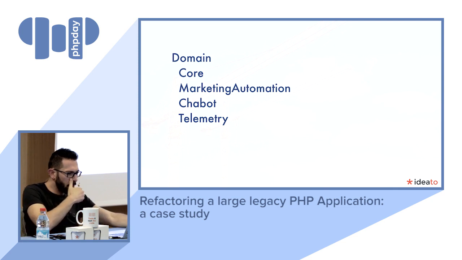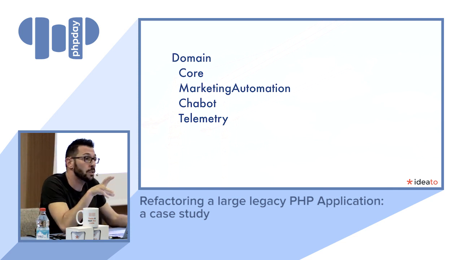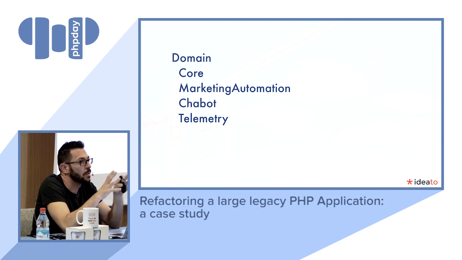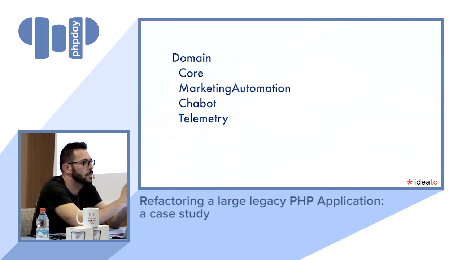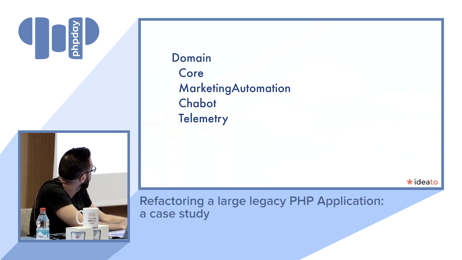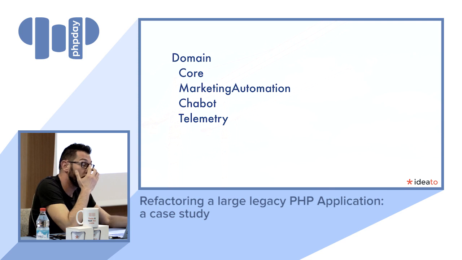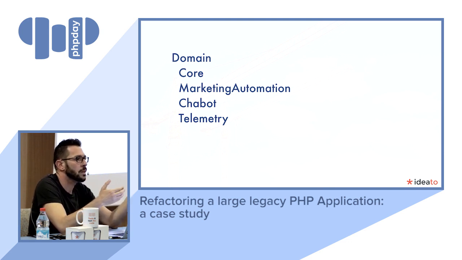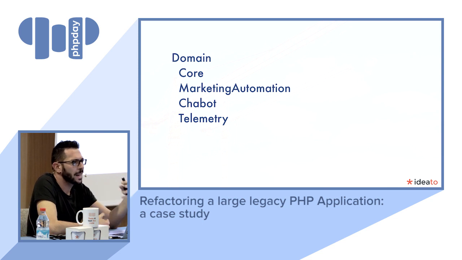For instance, we identified a few different contexts, different parts of the application that made sense to keep cohesive in some way. So we had marketing automation, which is the part of the application meant to deal with email campaigns and stuff like that. Chatbot, the part meant to implement and interact with chatbots. Or telemetry, which is supposed to fetch data from external services about car statuses, so information like that.